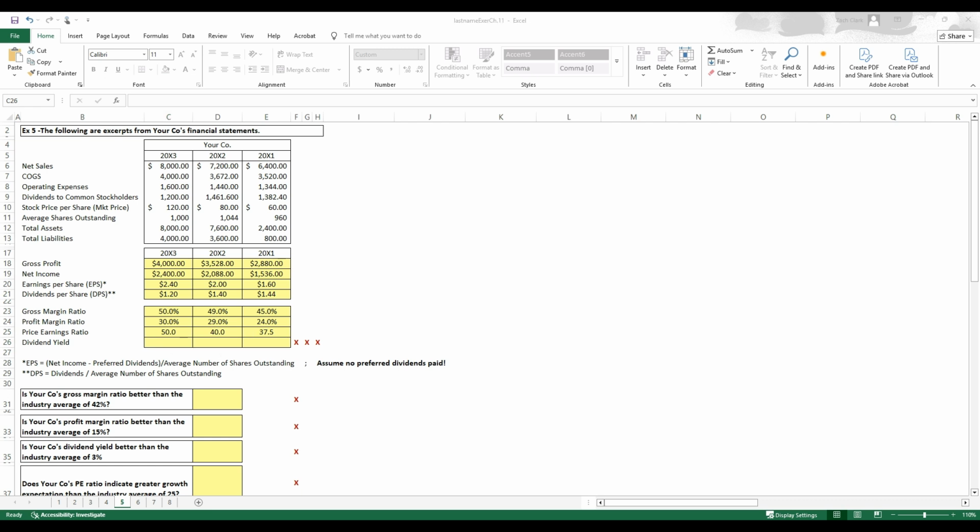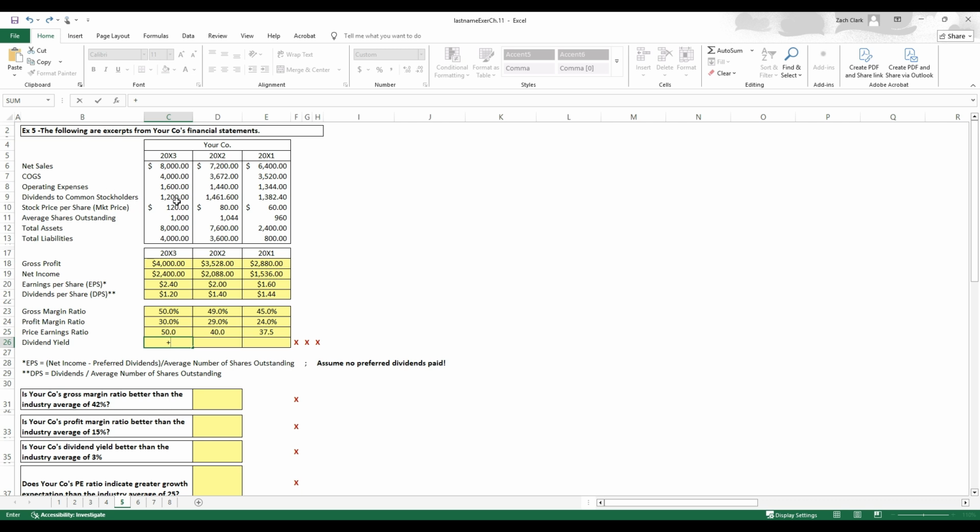Okay, and then finally we're going to look at our dividend yield ratio. And in terms of our dividend yield ratio, we're basically looking at how much a company is going to pay out in dividends each year relative to the stock price. Basically the returns that an investor was going to get just from dividends, essentially, right?